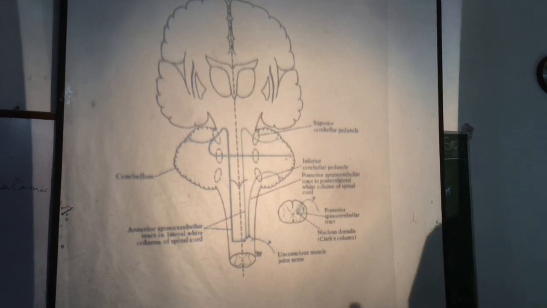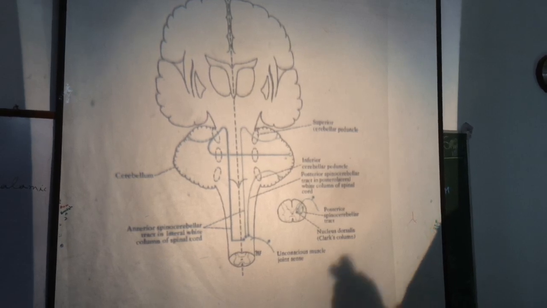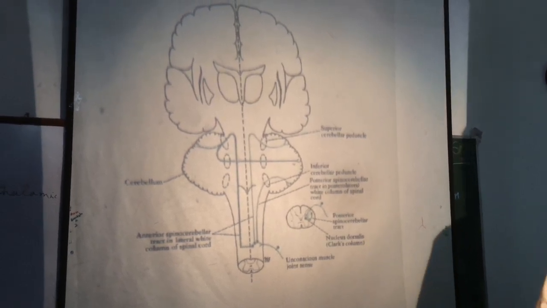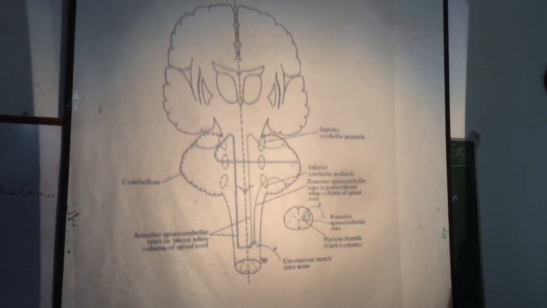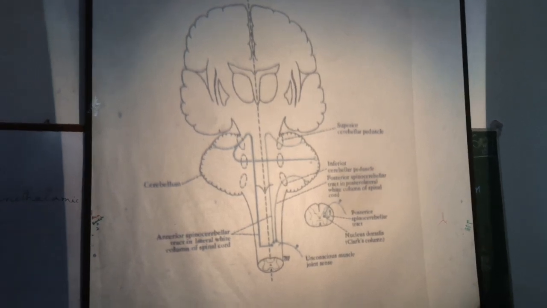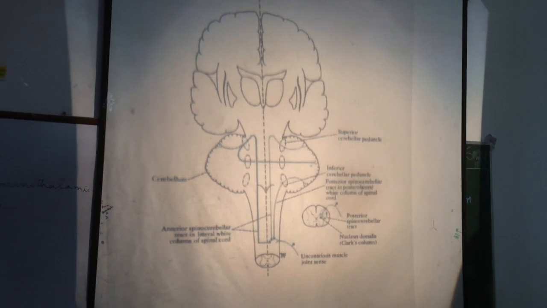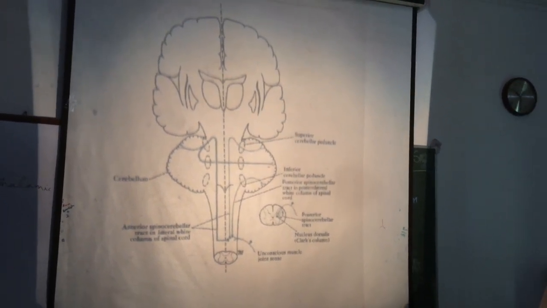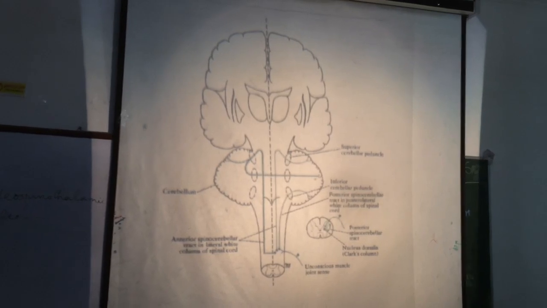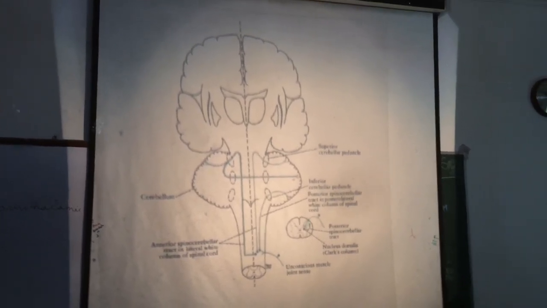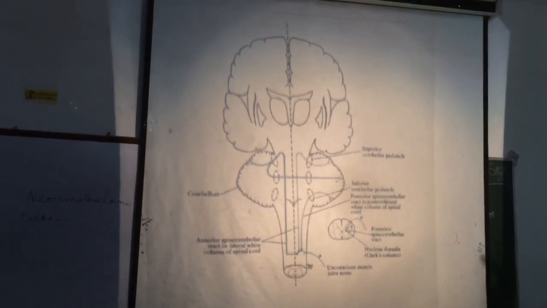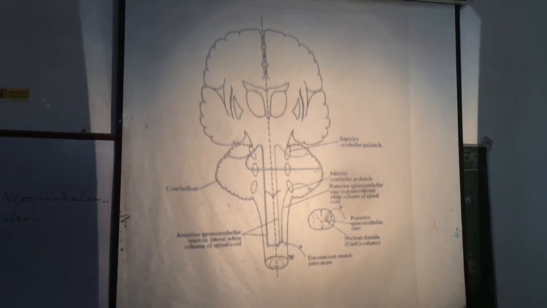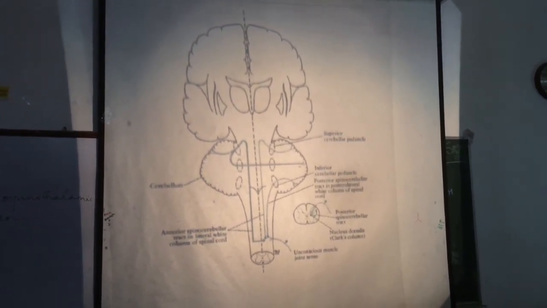First order nerve fibers carrying impulses enter the spinal cord through the posterior nerve root. And these nerve fibers synapse with second order neurons located near Clark's column. Right?